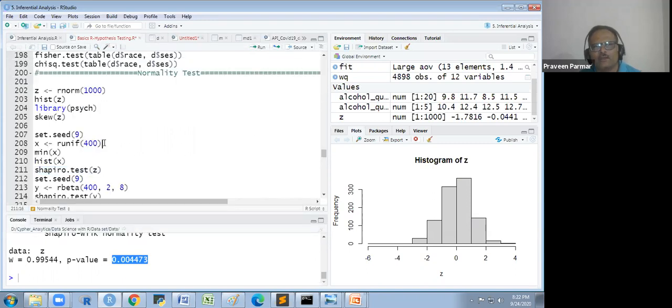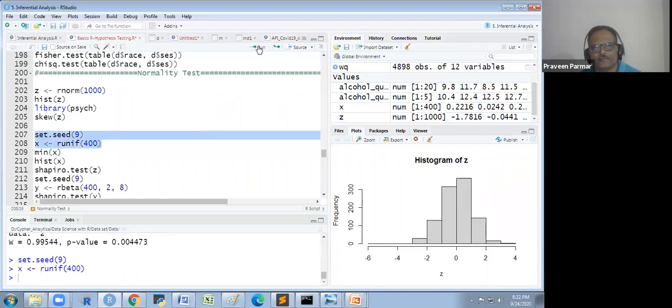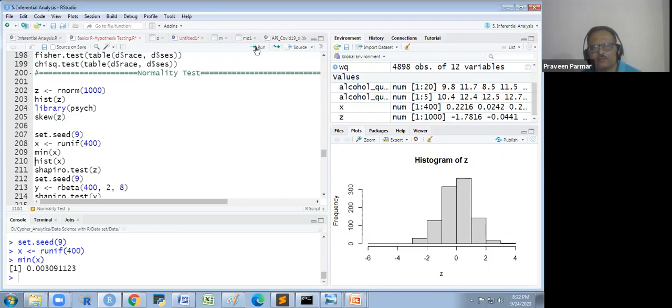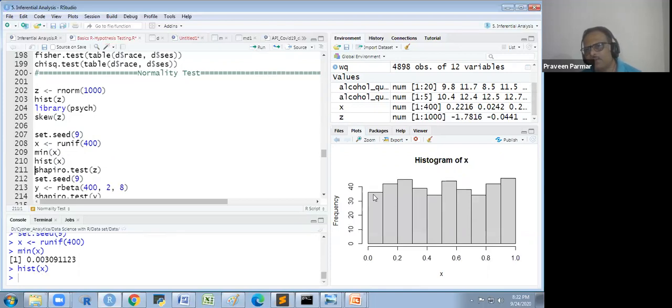One more data set I am taking, a uniform distribution of 400 observations. I run this, using set seed here. The minimum would be 0 and the maximum would be 1 in the random uniform distribution, by default. If I make a histogram, it would look like this, uniform. Uniform means the frequency would be almost the same for all, though it is not always a fixed uniform. Does that make sense to everyone? Now I take the Shapiro test for this.